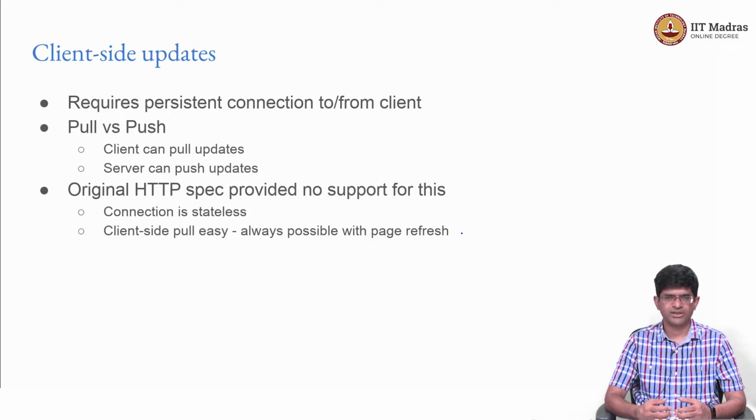HTTP specification does not really consider this usage scenario at all, right? Connections are meant to be stateless, and client side pull was considered easy to do. If at all you need to get an update from the server, you just request data from the server again. The server should not retain state about which clients are connected to it, what they are looking for, or what information needs to be sent to them. That's part of the basic HTTP spec.